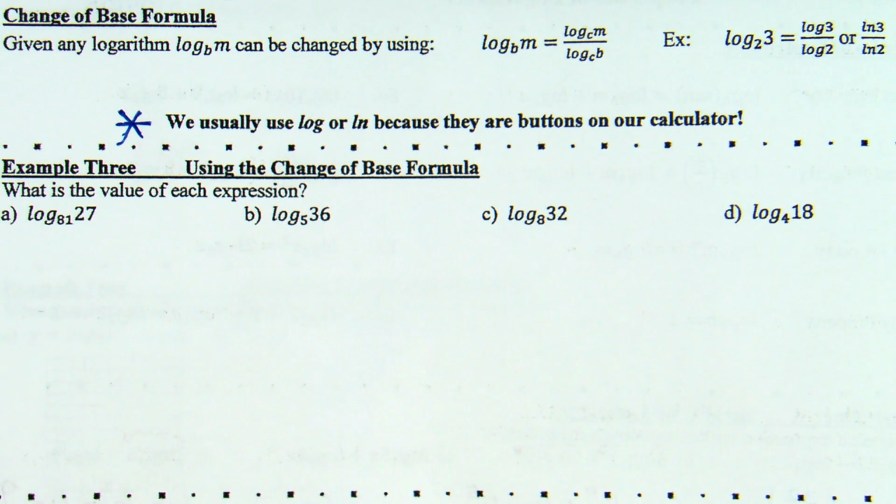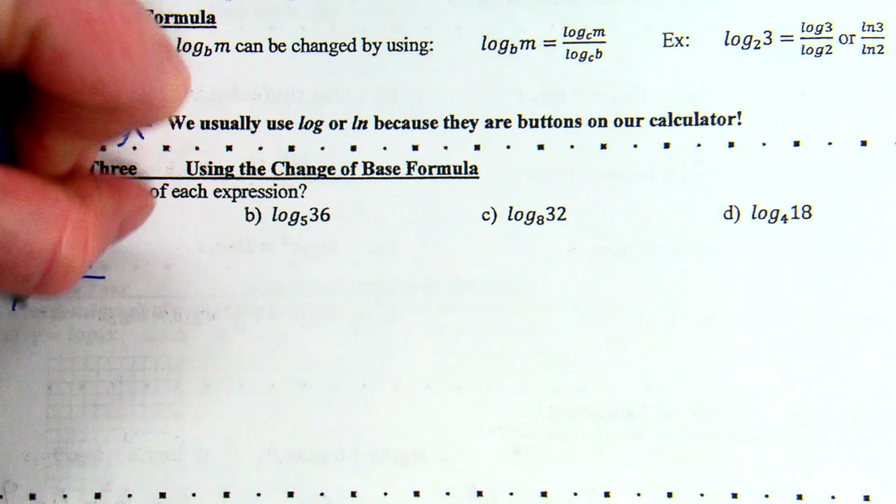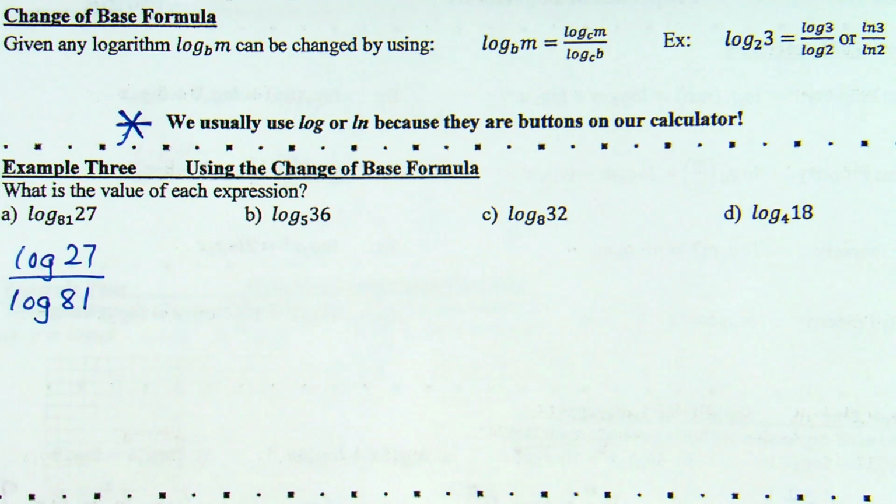Okay, log of 27 divided by log of 81, because it's the log of the inside divided by the log of the base. Now, he said log of 27 divided by log of 81. What base are we assuming he's meaning? 10. Okay, which means I don't have to write a base in.